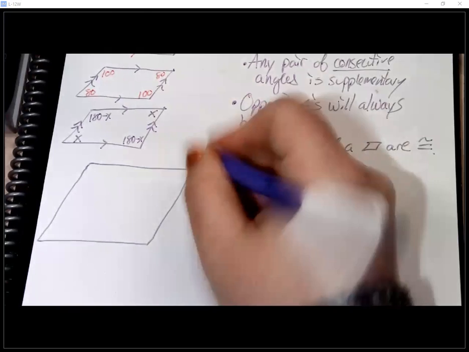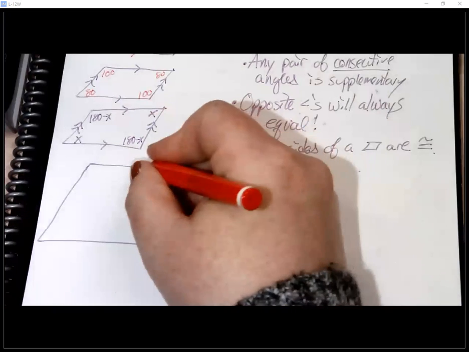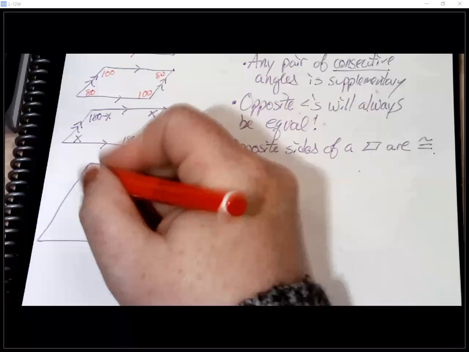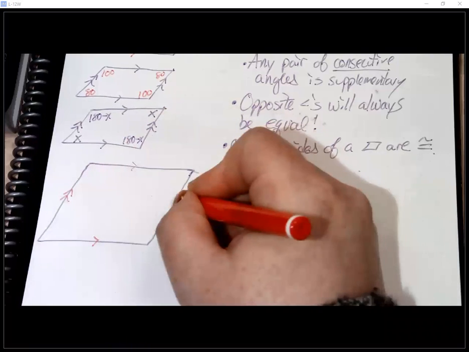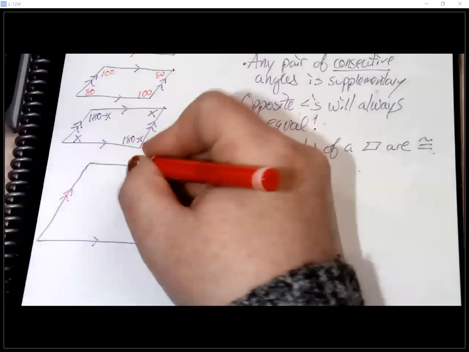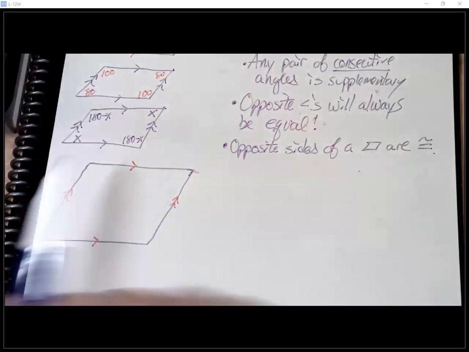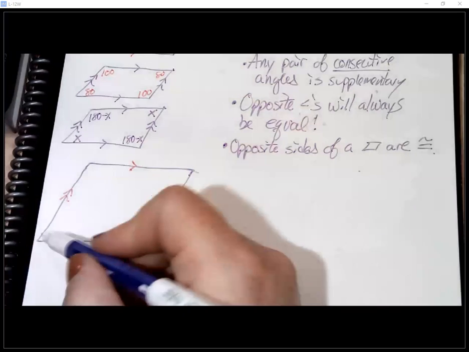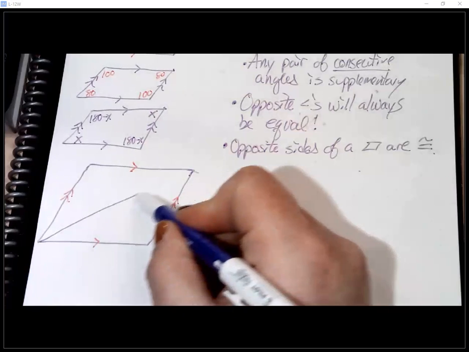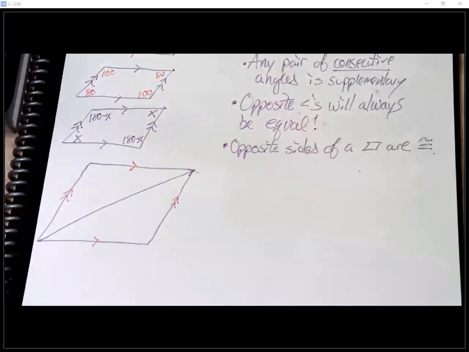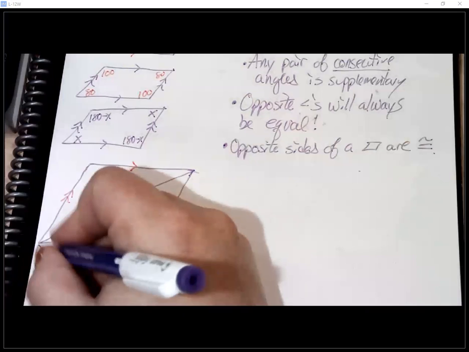So again, I have to know that I'm dealing with a parallelogram. So I'd have to know that the top and bottom are parallel and so are the sides. So what I can do is go ahead and draw in one of the diagonals. I'm going to label these with letters too, just so we can talk about them more easily.